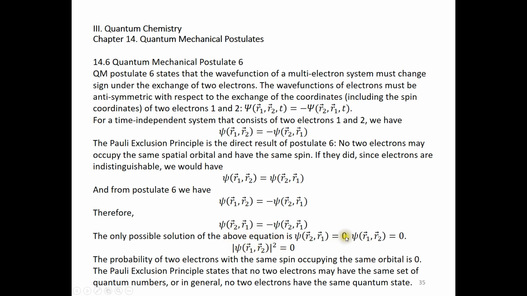This is because if psi is 0, the squared modulus of psi is 0. And the squared modulus of psi is the probability density. So that means the probability is 0 for finding two electrons with the same spin occupying the same orbital. And that's called the Pauli exclusion principle. No two electrons may have the same set of quantum numbers, or in general, no two electrons have the same quantum state.